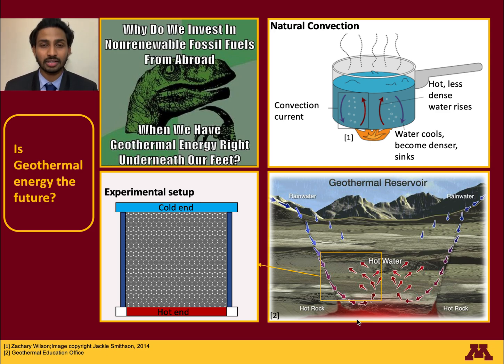In boiling water, the water at the bottom gets heated from the kitchen stove and becomes less dense than the water at the top. As a result, the hot water rises up whereas the cold water rushes in to replace it. This generates convective movements, and this phenomenon is called natural convection.